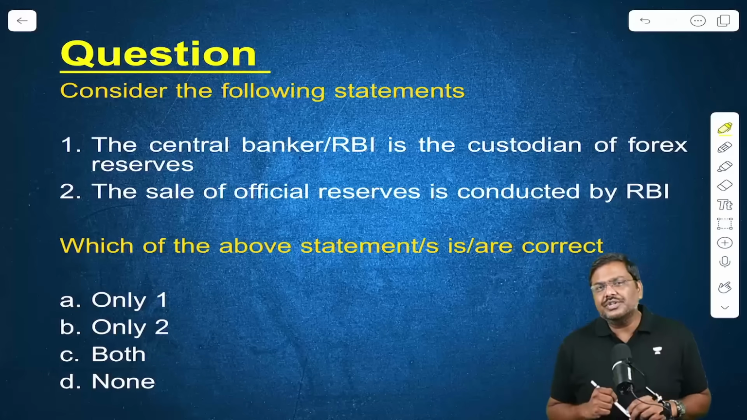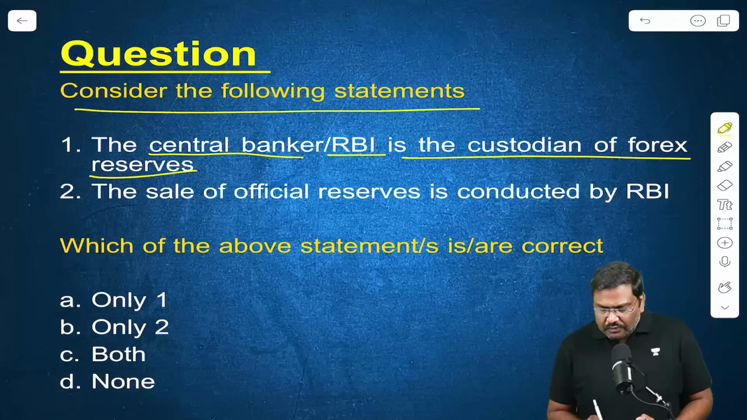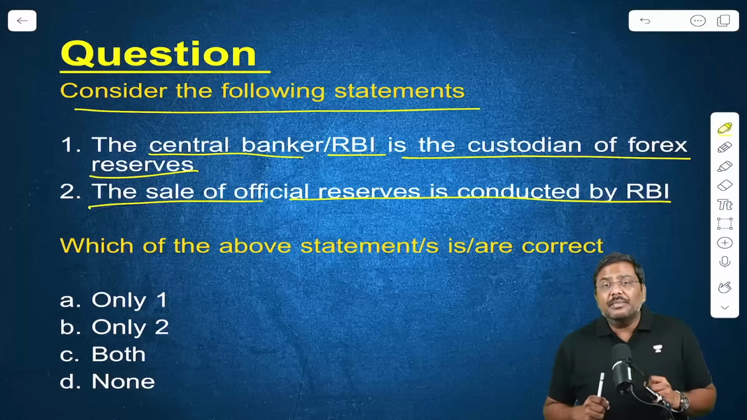Now, here is a question for all of you. Consider the following statements. The central banker or RBI is the custodian of forex reserves. The sale of official reserves is conducted by RBI. Which of the two statements is correct?